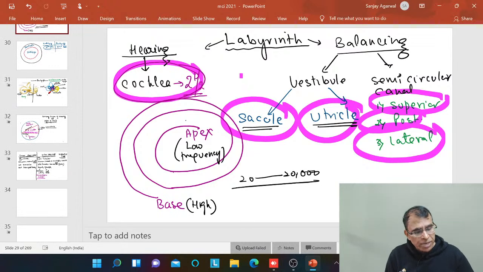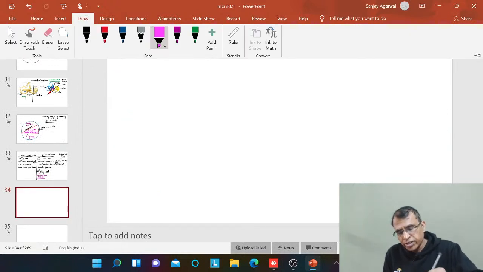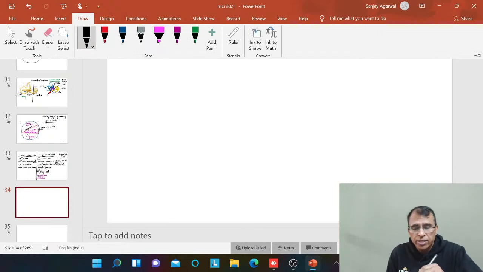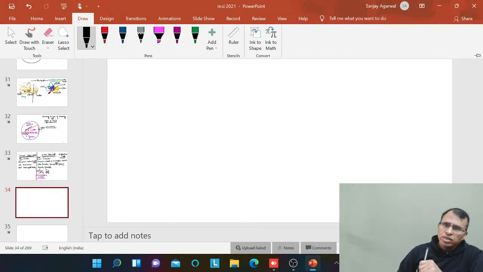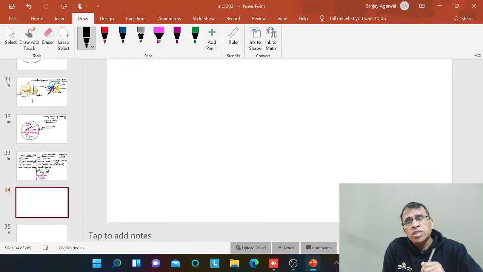And they have to be supplied by nerve. Which nerve supplies the sensory organ of hearing, of all the sensory organs of the inner ear? Eighth nerve. Inner ear has only one nerve, eighth nerve. That's why the eighth nerve is called vestibulocochlear nerve. So this nerve comes from the pons. The nucleus of this eighth nerve is in the pons. It comes from the pons and enters the inner ear to supply. The question is, which is the entry point?